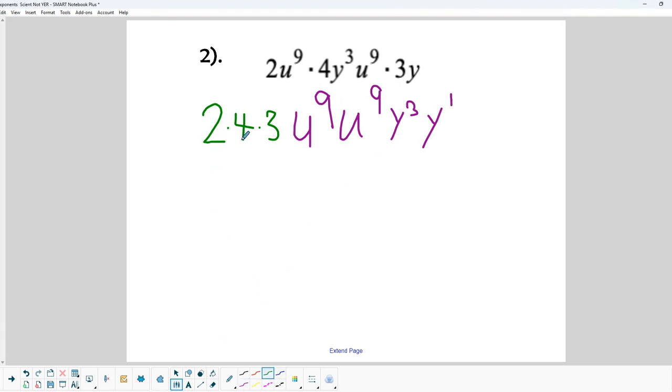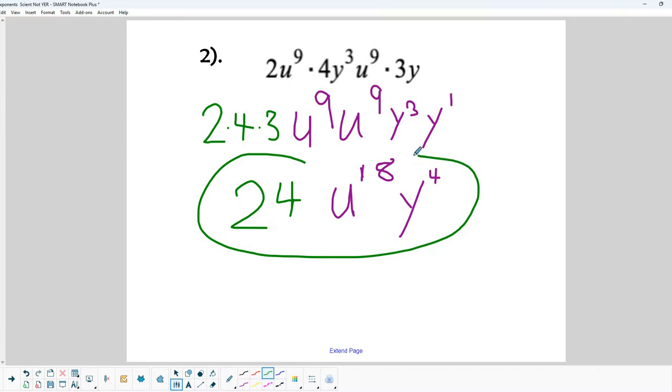2 times 4 is 8. 3 times 8 is 24. 9 plus 9 is 18. And 3 plus 1 is 4. So that would be that particular expression simplified.